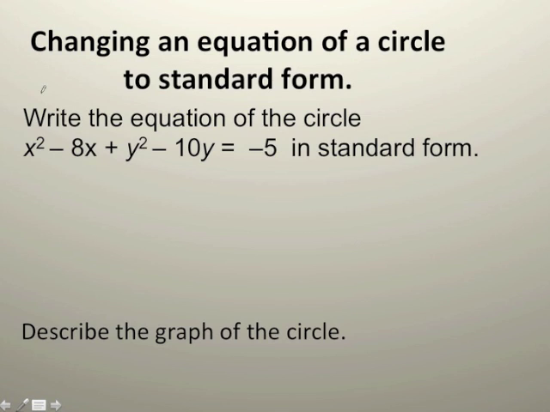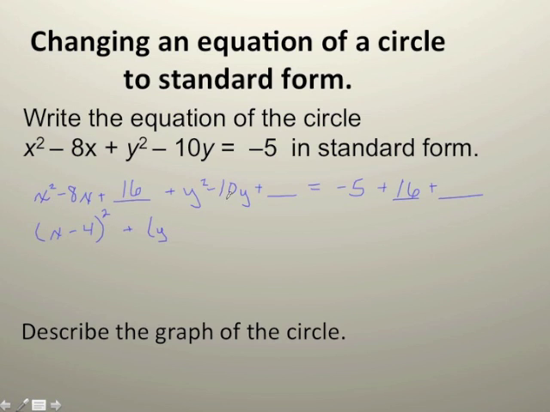Let's do that again. So take your x terms, x squared minus 8x plus something, plus y squared minus 10y plus something equals, we've got negative 5 already over here, and we're adding two things. We have to add them on both sides. Half of negative 8 is negative 4, and we square that. Negative 4 squared is 16. We're adding it to both sides.